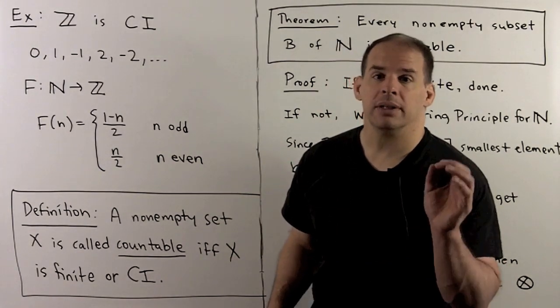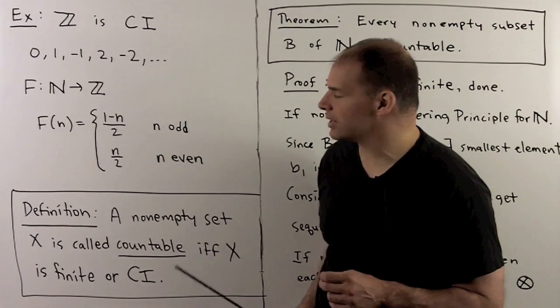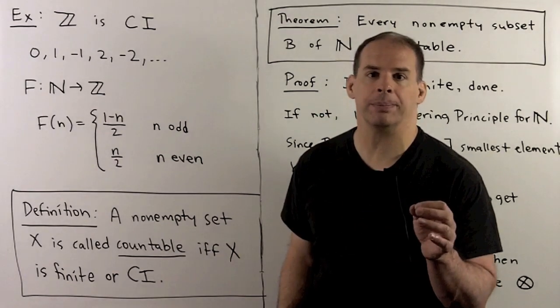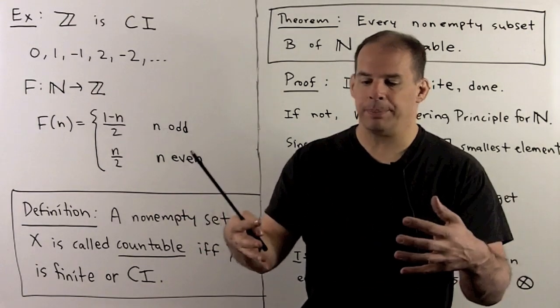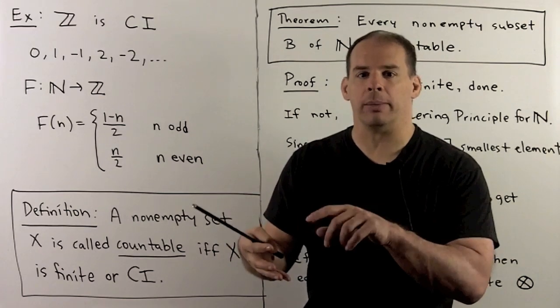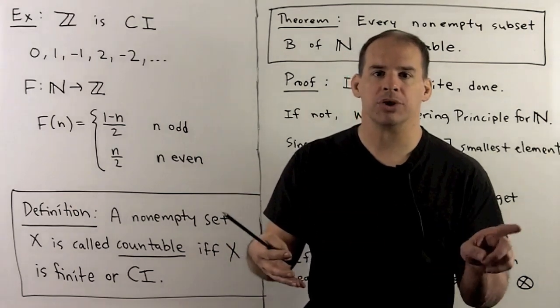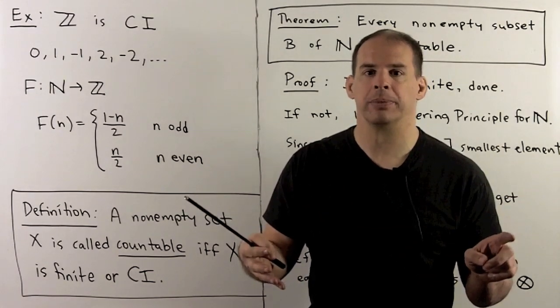Next, definition. A non-empty set X is called countable if and only if X is finite or countably infinite. So the idea here, if I want to get control of a set, if it's countable, then we get control by labeling every element with a natural number. So all the numbers are accounted for by placing numbers on them.